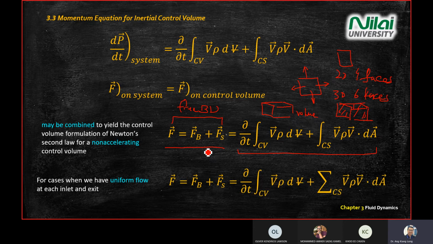So when you have a uniform flow, you have two equations here. On the top here is for non-accelerating cases. Then you use this equation. And if you have a uniform flow for inlet and exit, you use the second one. It means you modify the second term here to add up all that happened to the control surface.